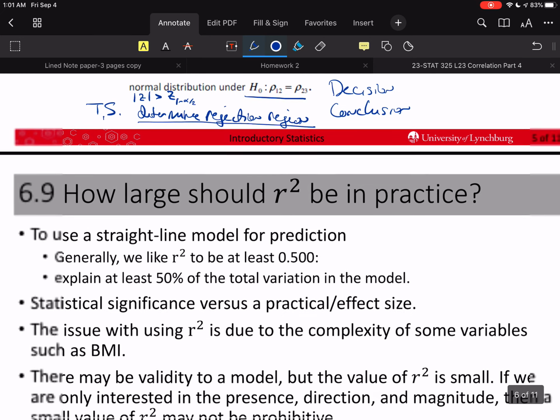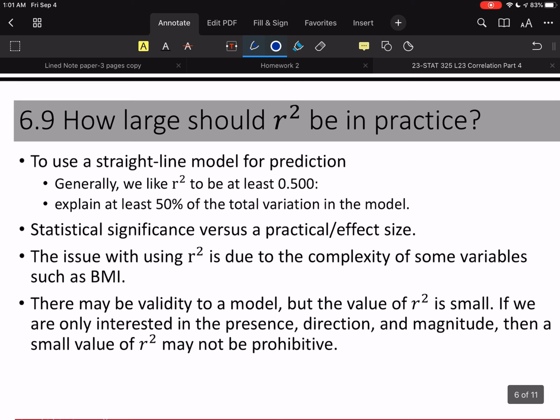Okay, so now let's talk about a practical thing. How big should R squared be in practice? So if we want to use a straight line model for prediction, then R squared needs to be at least 0.5. That means it explains at least 50% of the total variation in the model. Of course, we'd like it to be higher. Some people want 0.6 or 0.75 or something like that, but you definitely want to have more than half of the variation explained by the model. Otherwise, you really don't want to do prediction.